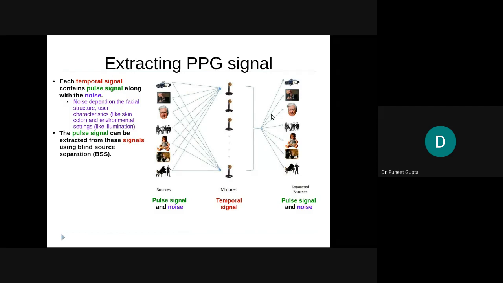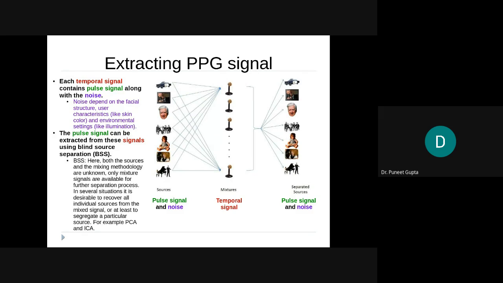Again, due to time constraints, I'm not going to explain much about blind source separation, but hopefully most of you have already seen a few of these techniques. I think the most prominent one is PCA, principal component analysis. Likewise, there are lots and lots of BSS techniques like ICA, independent component analysis. So as I was saying, we want to decompose our observed signal into its input sources. In our case, we want to decompose our temporal signal into pulse signal and noise.